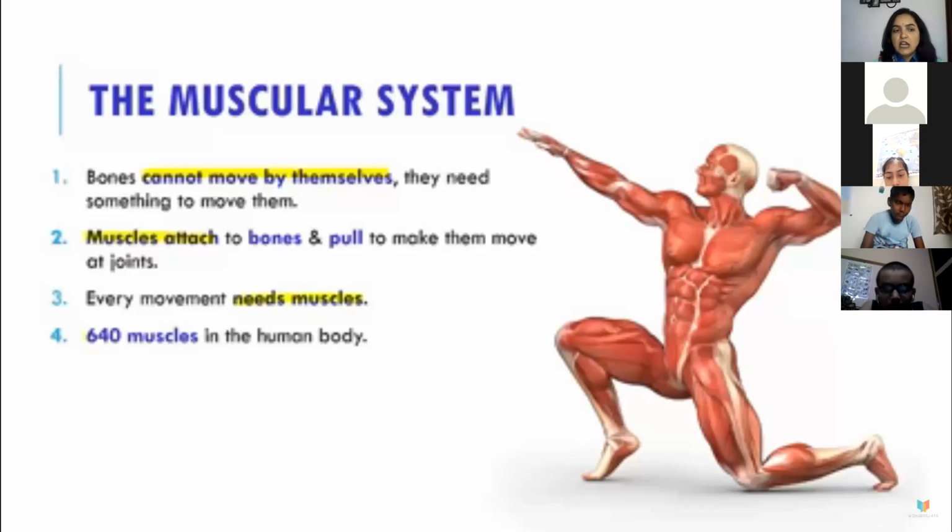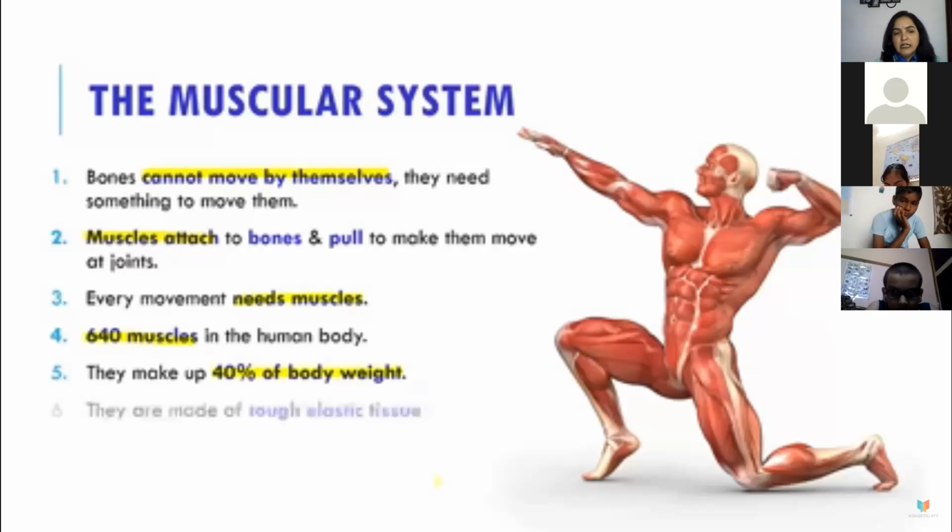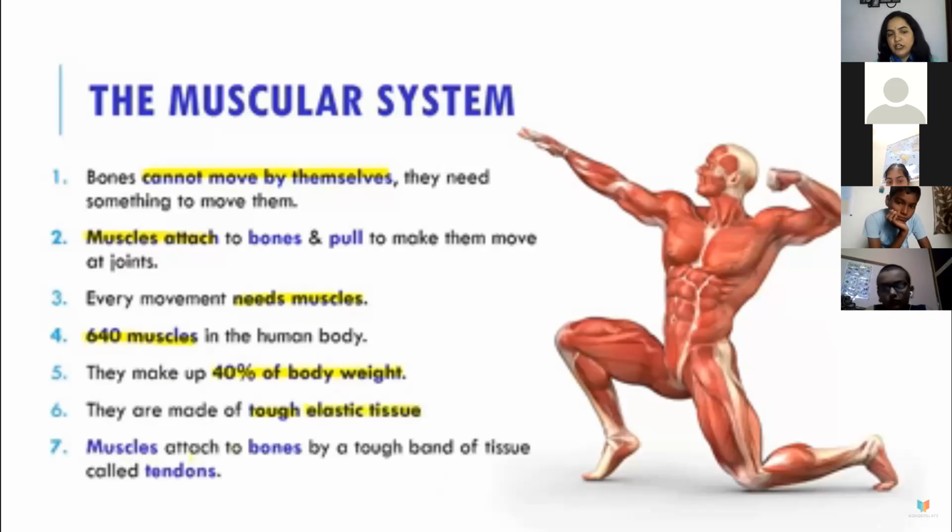We have 640 muscles in a human body. That is the fact. 206 bones in the adult and 640 muscles in the human body. They make up 40% of the body weight. So this is about the muscles. They are made up of tough elastic tissue. Tissue I told you earlier also, that is various cells aggregated together. Muscles are attached to bones by a tough band of tissue, that is what we call tendons.